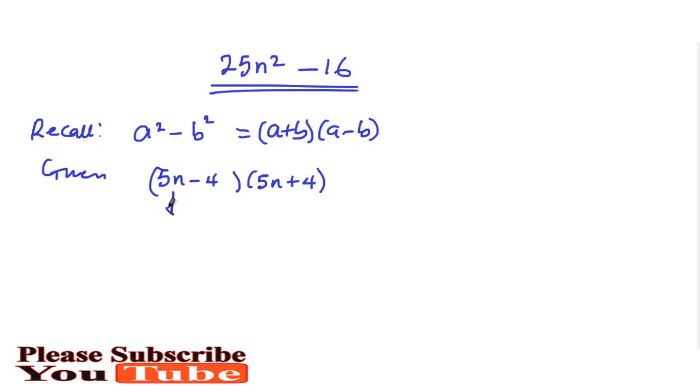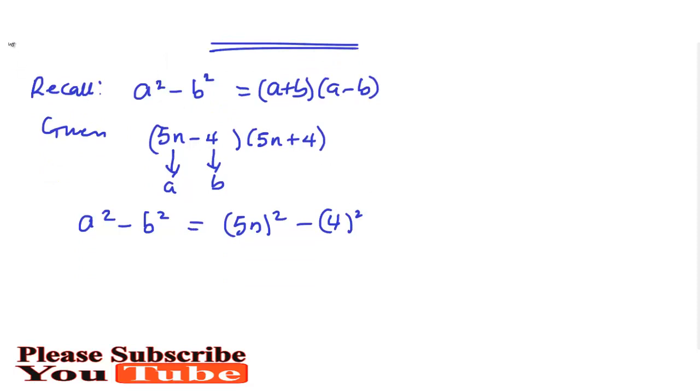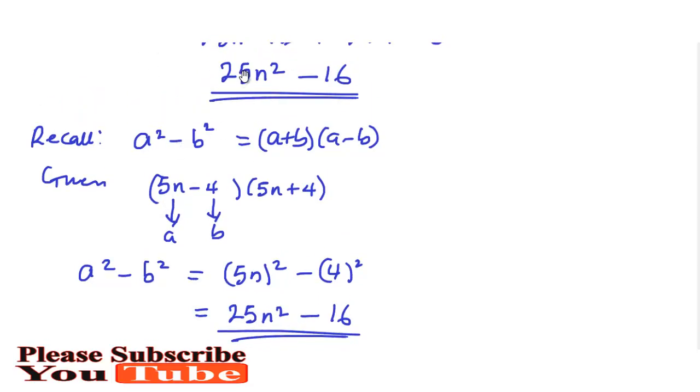So this corresponds to a, and this corresponds to b. So from difference of two squares, we can say that a² minus b² is the same thing as (5n)² minus 4². All right. So (5n)² is the same thing as 25n². Then minus 4², that is 16. So that is the answer if you decide to use difference of two squares.